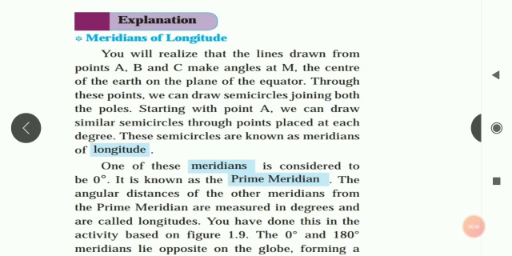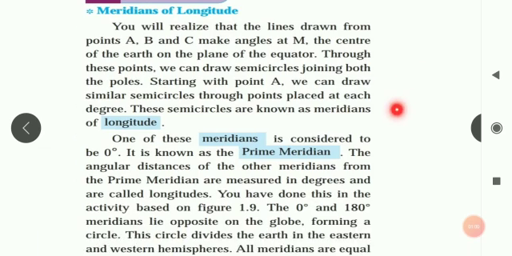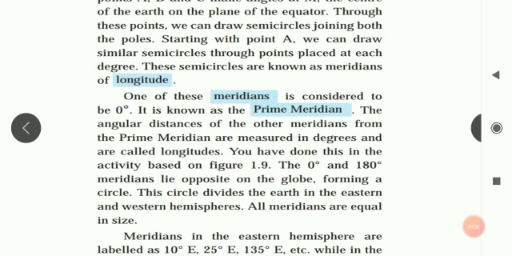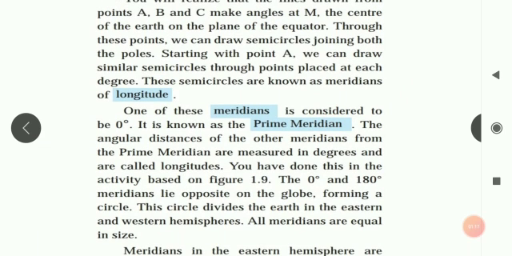Remember the semicircles, they are the meridians of longitude, isn't it? The vertical lines, they are said to be the meridians of longitude. One of these meridians is considered to be 0 degree. It is known as what, children? Prime meridian. Remember, at one end it is 0 and at the other end it is 180 degree. So it is the prime meridian, main great circle.